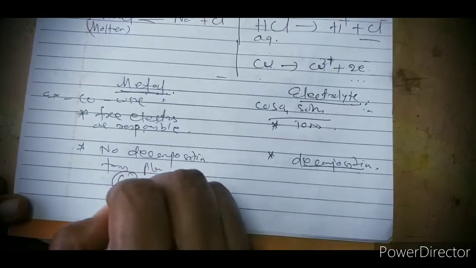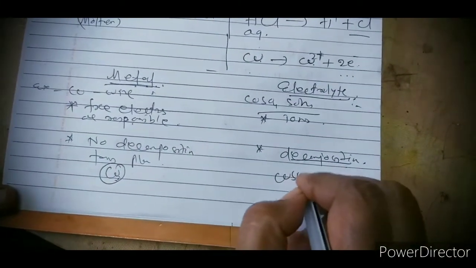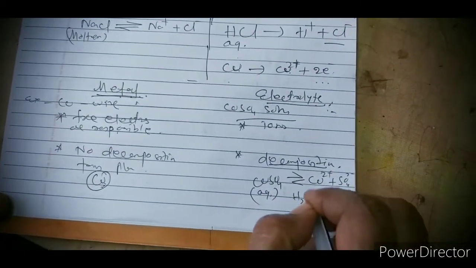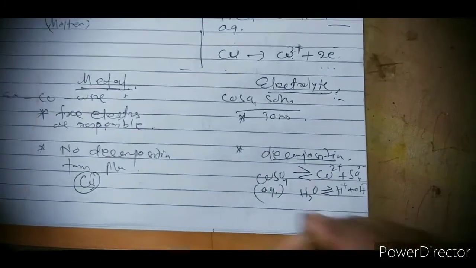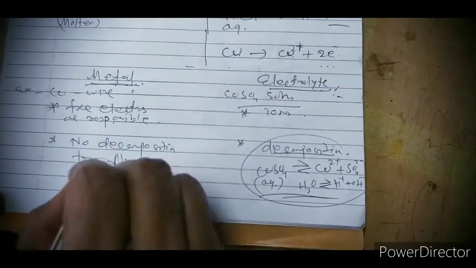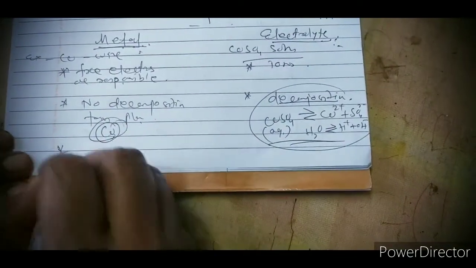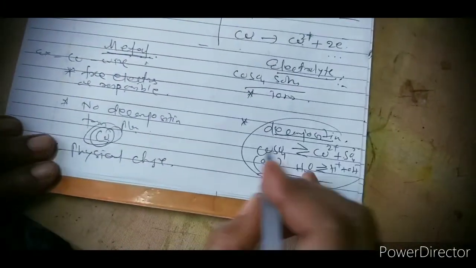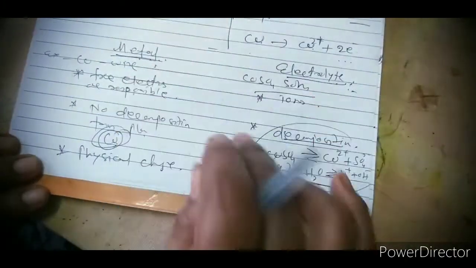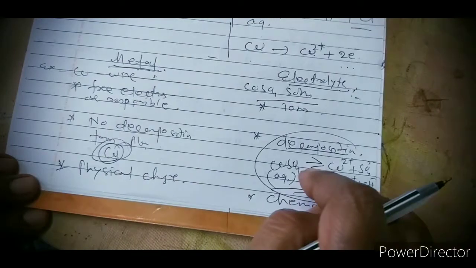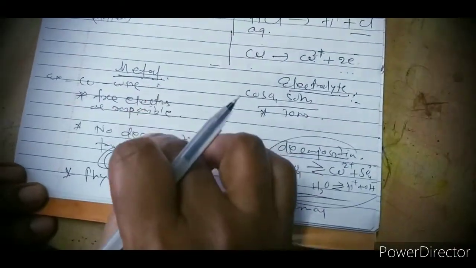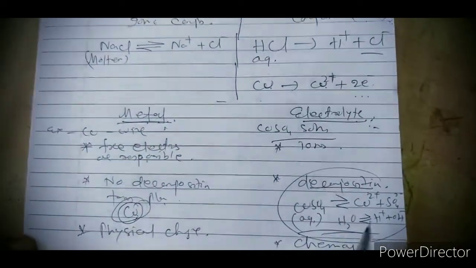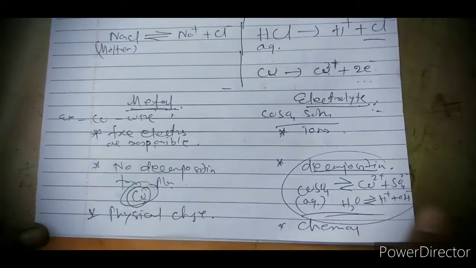How is this? If you are taking copper, there will be no decomposition. But in case of copper sulfate, it dissociates. Let it be aqueous. We are getting copper 2 plus, sulfate 2 minus, and H2O gives H plus and OH minus. Chemical decomposition took place or not? But in this case, no decomposition takes place. Here this one is a physical change, and this one is a chemical change, and this was a board question 2 years back. This is the difference, and why the electrolyte, copper sulfate, is consumed, unlike the metal. So this one is the board question. You can take a screenshot if you want.